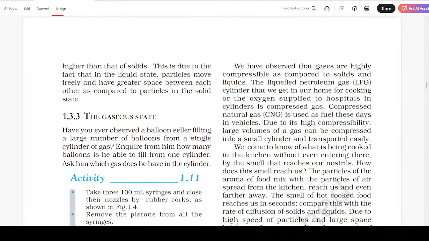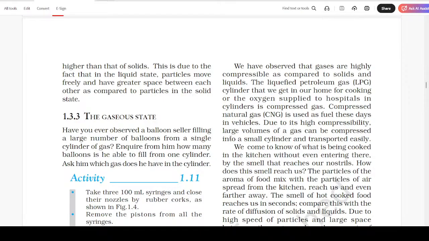We have observed that gases are highly compressible as compared to solids and liquids. The liquefied petroleum gas (LPG) cylinder that we get in our homes for cooking, or the oxygen supplied to hospitals in cylinders, is compressed gas. Compressed natural gas (CNG) is used as fuel these days in vehicles. Due to its high compressibility, a large volume of a gas can be compressed into a small cylinder and transported easily.